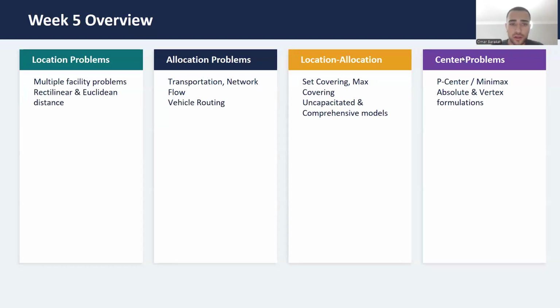When a city decides where to place a fire station, it isn't asking what's the cheapest location for one station. It's asking how many stations do we need and where, so that everybody in the neighborhood can be reached within 4 minutes. That question, covering all demand with the fewest facilities, is the set covering problem.